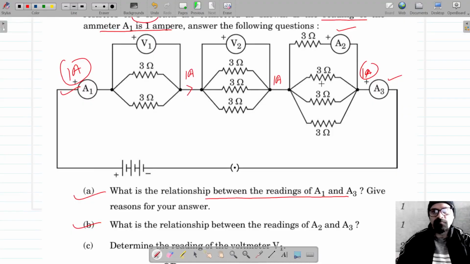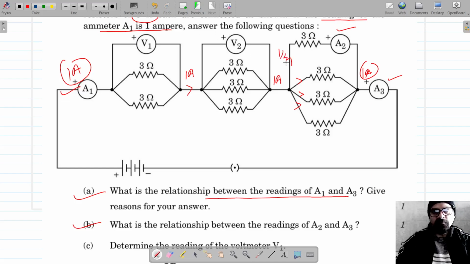So this is A2, and because these are identical resistances, the current is equally distributed in all of them. There are four, so each of them will have 1/4 of the current. So each will have 1 by 4 ampere of current.